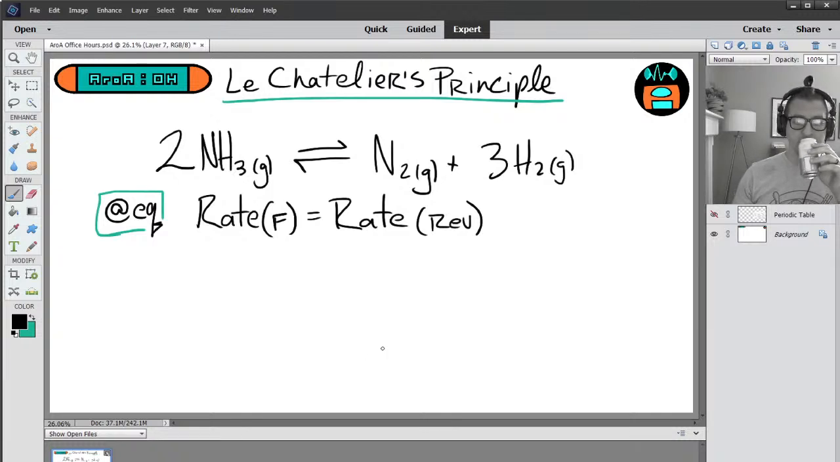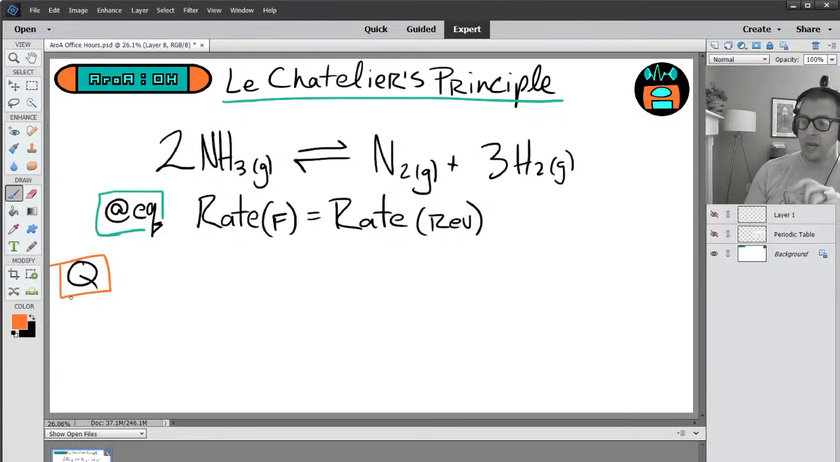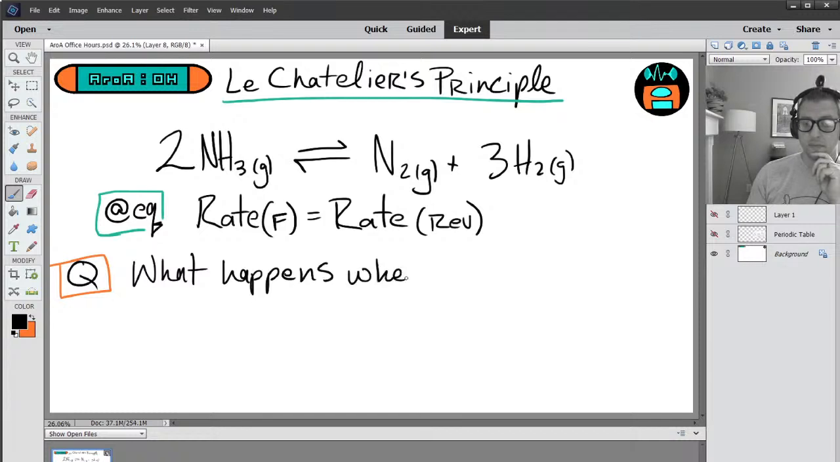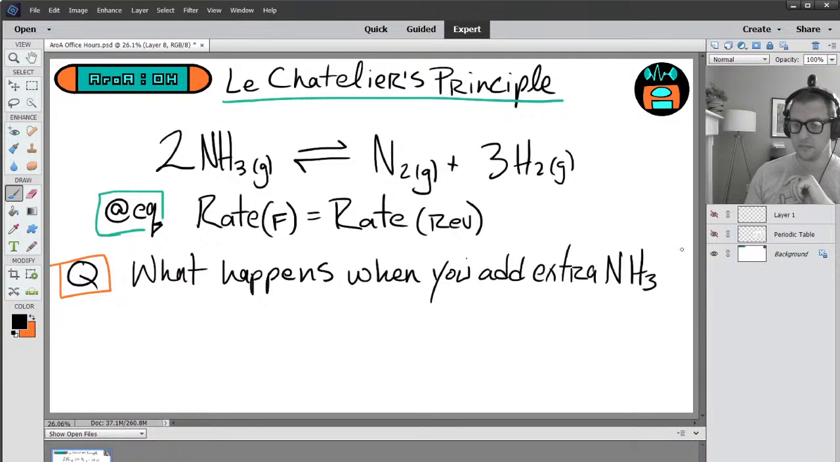All right, now I have a question for you. Here's the question. What happens when you add extra ammonia to this equilibrium? What happens when you add extra ammonia to the equilibrium?